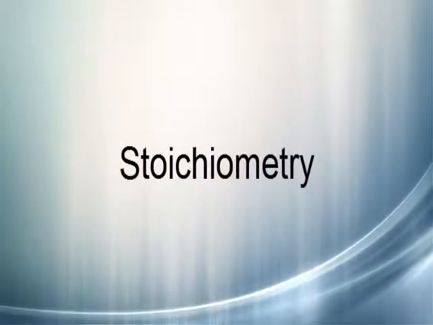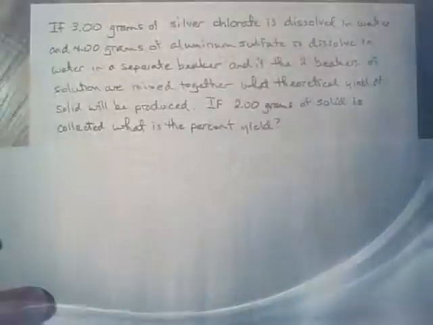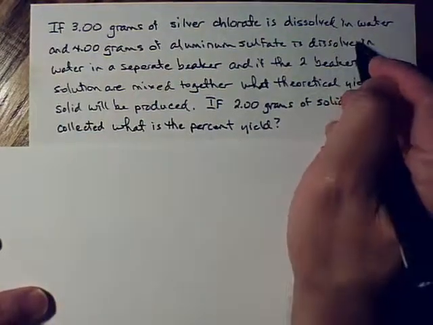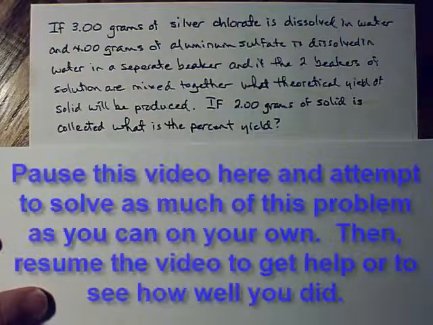All right, so here is a stoichiometry problem. 3 grams of silver chlorate are dissolved in water. 4 grams of aluminum sulfate is dissolved in water in a separate beaker. Should have put a D there. And if the 2 beakers of solution are mixed together, what theoretical yield of solid will be produced?